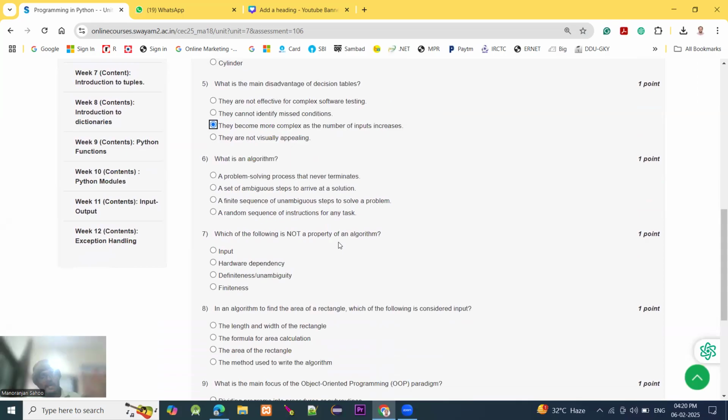Okay, what is an algorithm? An algorithm is a finite sequence of unambiguous steps to solve a problem. Okay, it is a finite number of steps, not infinite. It is a finite sequence of unambiguous steps to solve the problem.